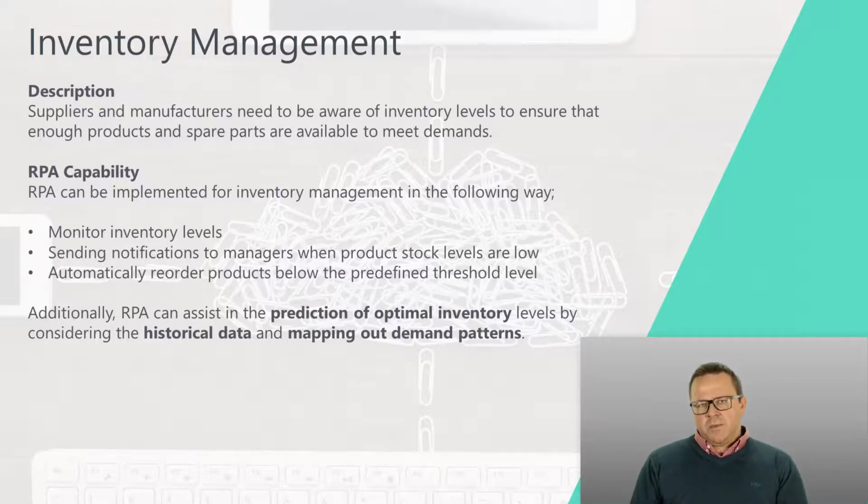RPA can be implemented for inventory management in the following way: monitoring inventory levels, sending notifications to managers when product stock levels are low, automatically reordering products below the predefined threshold level, and additionally, RPA can assist in the prediction of optimal inventory levels by considering the historical data and mapping out demand patterns.